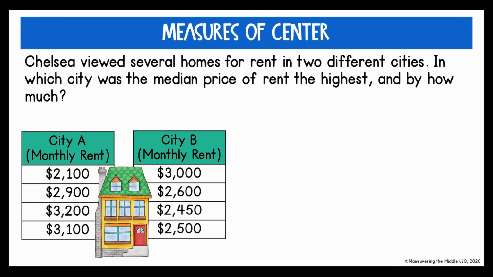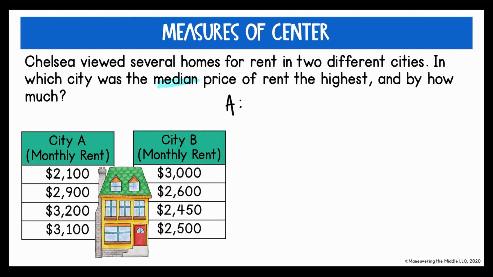Now let's look at a question where it asks for the median, but we have a different number of data pieces. It says Chelsea viewed several homes for rent in 2 different cities. In which city was the median price of rent the highest, and by how much? We have a list with city A and the monthly rent, and then city B, so we're comparing these 2 data sets. I'm going to start by looking at city A and label that really clearly. It wants to know the median.